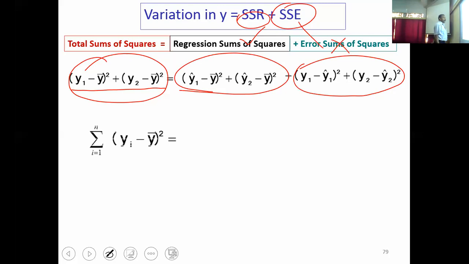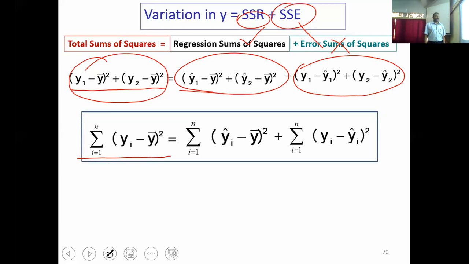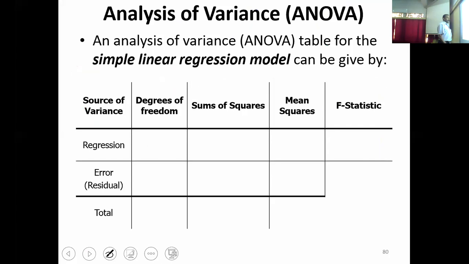So this we can write in terms of summation of yi minus y bar whole thing square is equal to summation of yi hat minus y bar whole thing square, and the last one is the error term, the summation of yi minus yi hat square. So this is what brings the principle of ANOVA.